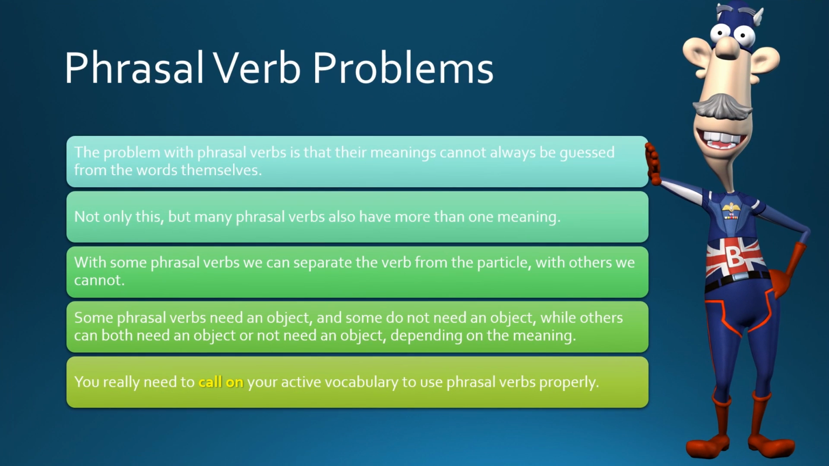Phrasal verb problems. The problem with phrasal verbs is that their meanings cannot always be guessed from the words themselves. Not only this, but many phrasal verbs also have more than one meaning. With some phrasal verbs we can separate the verb from the particle, with others we cannot. Some phrasal verbs need an object and some do not need an object, while others can both need an object or not need an object depending on the meaning. You really need to call on your active vocabulary to use phrasal verbs properly.